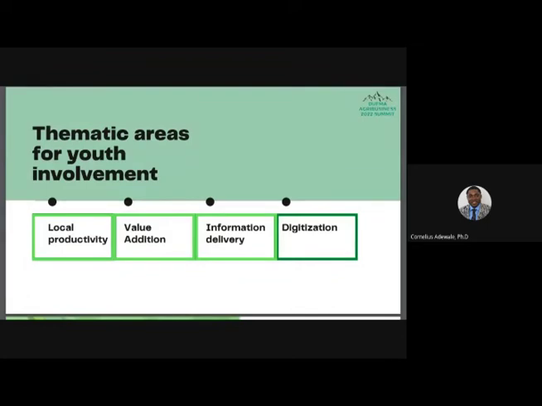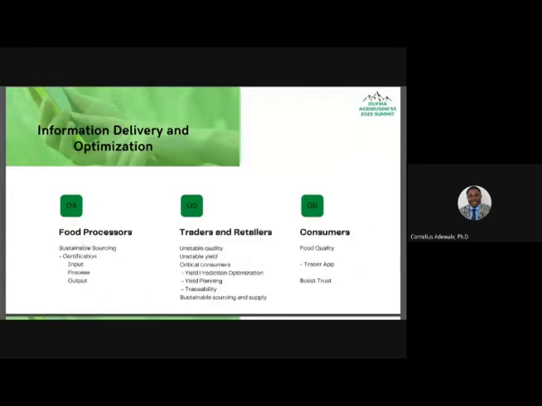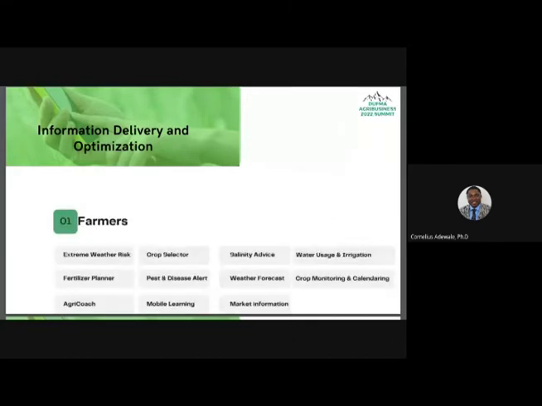The third thematic area I want to talk about briefly is in the area of information delivery. Information delivery is a key component of it. And there are just so many. For instance, information delivery to farmers. Farmers still don't have enough information about what, when and how to go about production well. Input suppliers, credit and finance, whether it's food processors, traders and retailers, or consumers that need quality information about food, where their food comes from, and so many other things like that, there are a lot of ideas. So the idea is, it's not about doing all of these things. It's just about focusing, identifying one.